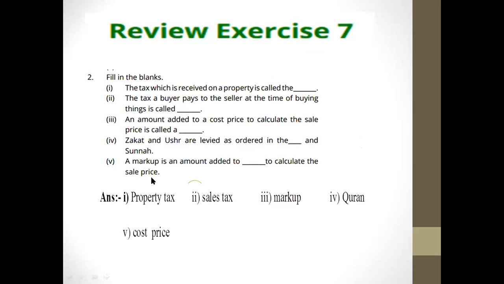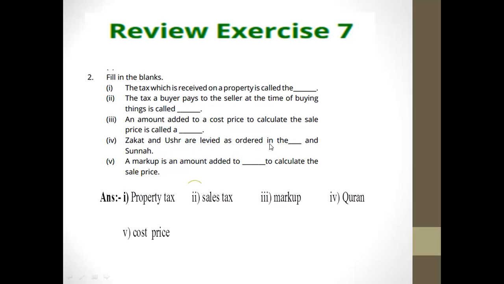Now the review exercise. Question number 2, fill in the blanks. The tax which is received on a property is called the property tax. The tax a buyer pays to the seller at the time of buying things is called sales tax. It means that when we buy something from the shop, the tax which we pay to the shopkeeper is called sales tax. An amount added to a cost price to calculate the sale price is called a markup. This concept was not included in your syllabus, but you should know it.